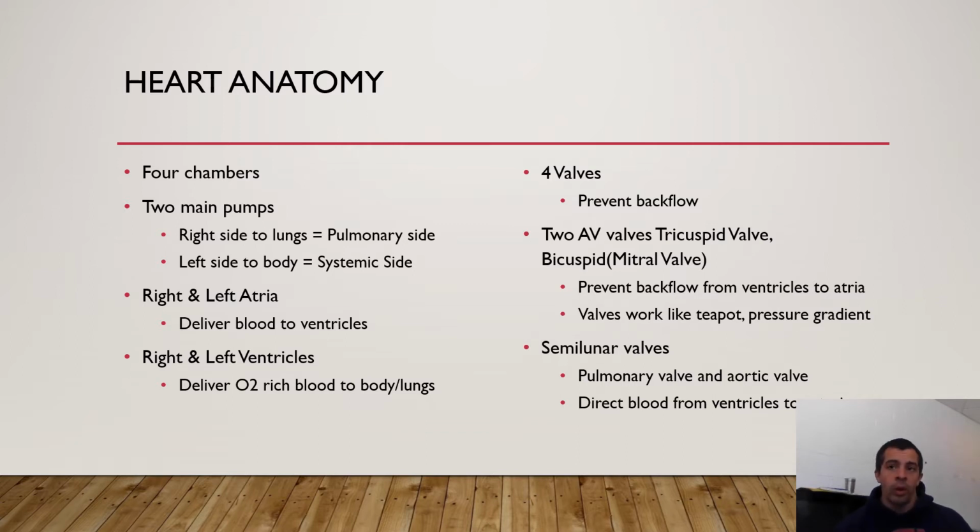What's your pulmonary pump? Well, it's the side that pumps blood to the lungs, right, to get all of the oxygen, right? Your systemic side is the side that pumps it to the body, and that is your left side, right? Your left ventricle is particularly important with regards to pumping everything to the body. It has to be very powerful. We need this very powerful left ventricle, right? Your right and left atria are going to deliver blood to your ventricles, right? From there, your right and left ventricles are delivering blood to the body, or to your lungs.